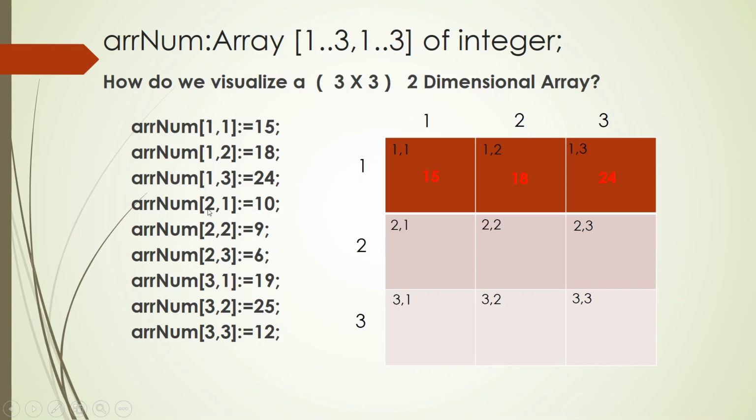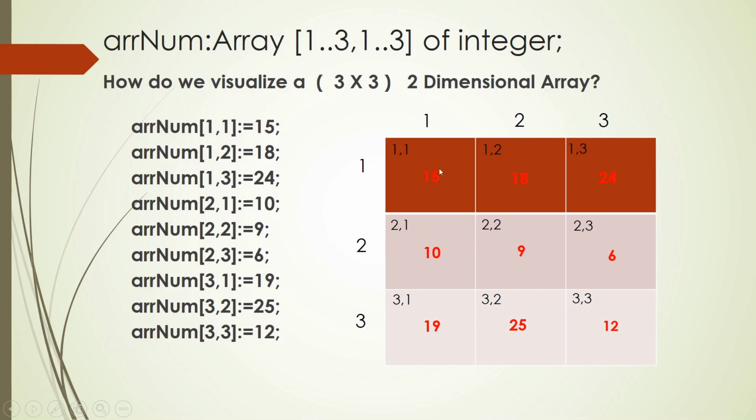In row 2, column 1, I'm assigning the value 10. In row 2, column 2, the value 9. In row 2, column 3, the value 6. In row 3, column 1, the value 19. In row 3, column 2, the value 25. And in row 3, column 3, the value 12.